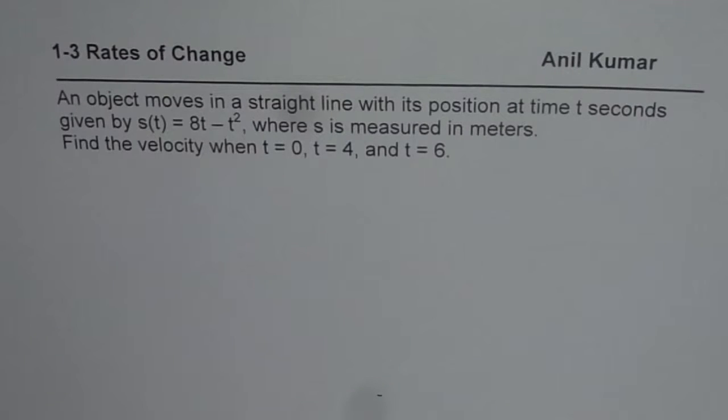An object moves in a straight line with its position at time t seconds given by s(t) = 8t − t², where s is measured in meters. Find the velocity when t = 0, t = 4, and t = 6.